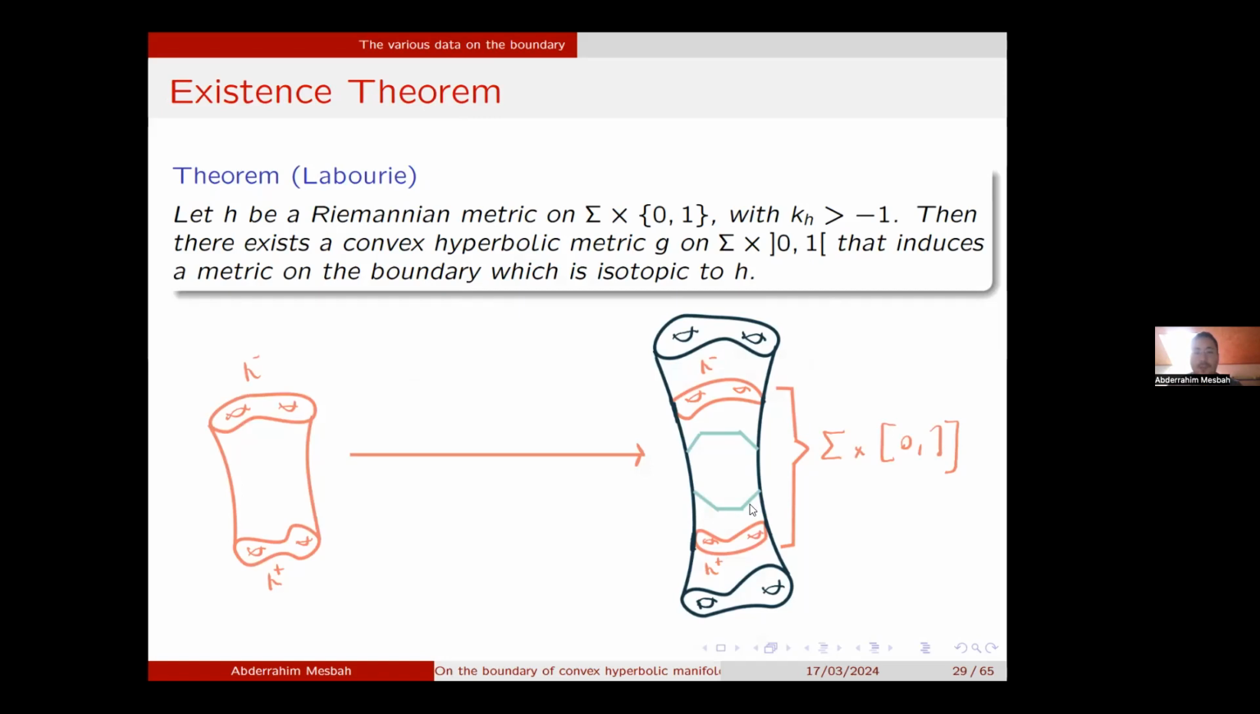And that's what Labourie proved. He proved that if you take any two metrics on sigma with this curvature condition, then we will find a quasi-Fuchsian manifold that realizes these two data on sigma times [0, 1]. So this manifold sigma times [0, 1] is inside the quasi-Fuchsian manifold. Equivalently, we can say that we can find a convex hyperbolic metric on sigma times [0, 1] that induces H plus on the boundary and H minus on the boundary.